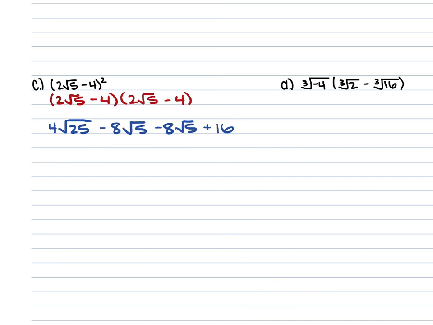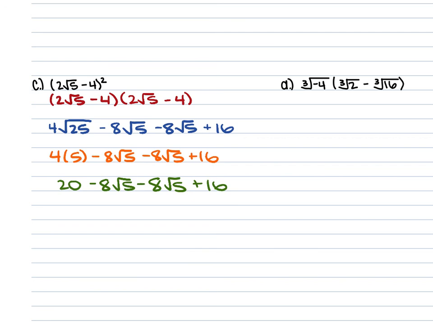From here, simplify your radicals if you can. The square root of 25 is 5, so this turns into 4 times 5 minus 8 square root 5 minus 8 square root 5 plus 16. That 4 times 5 gives us 20. From here, combine your like terms. The 20 and the 16 are like terms. It gives us 36. The negative 8 square root 5 and the negative 8 square root 5 are like terms. It gives us negative 16 square root 5. From here, we can't move any further. We don't have like terms. So our 36 minus 16 square root 5 is our answer.